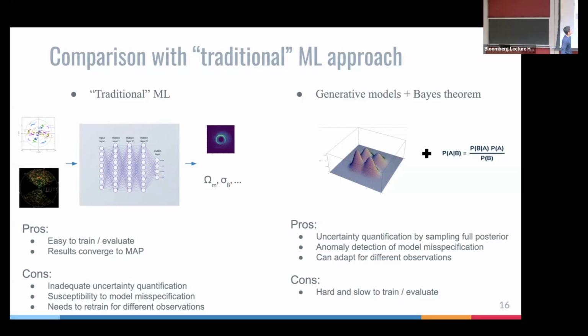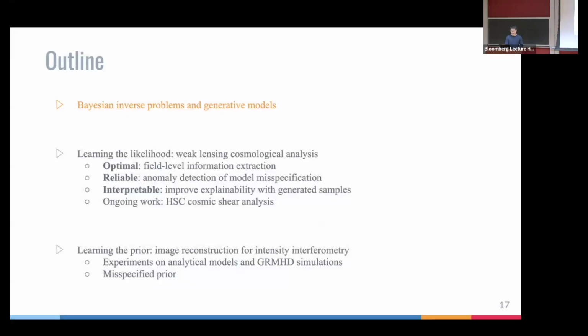With the more probabilistic or Bayesian way, you get uncertainty quantification. You can also do anomaly detection, which means you can quantify how consistent your simulation is with the observation. I'm going to talk about that more later. And you can also adapt it for different observations. But of course, all of this comes at the cost of the model becoming harder and slower to train or evaluate. So that's just a very brief background.